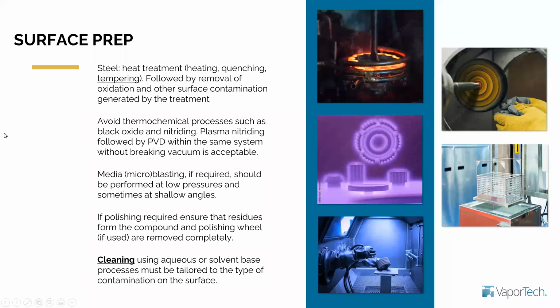Okay, so on the right-hand side, right on top here, you have induction heat treatment of a component, just as an example. Number two, let's avoid some of the thermochemical processes. I put as an example here black oxide and nitriding. When I talk about nitriding, I'm basically talking about a salt bath or gas nitriding, which uses ammonia. But you can also think in terms of carburizing and some of the other processes.